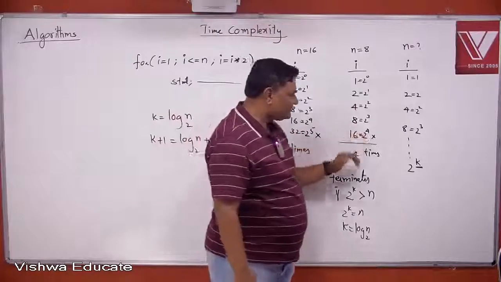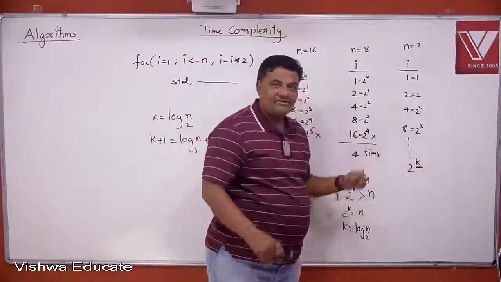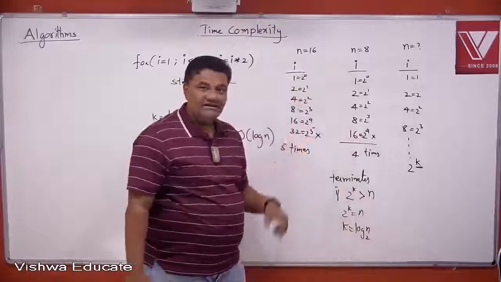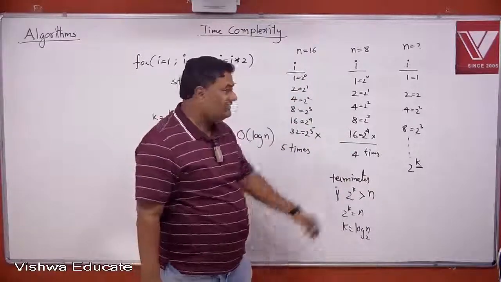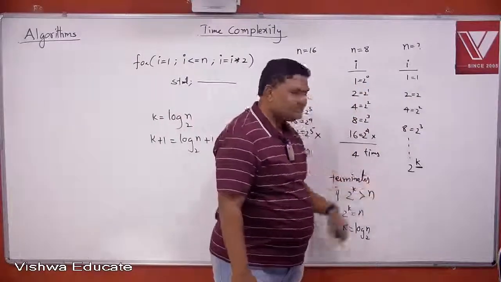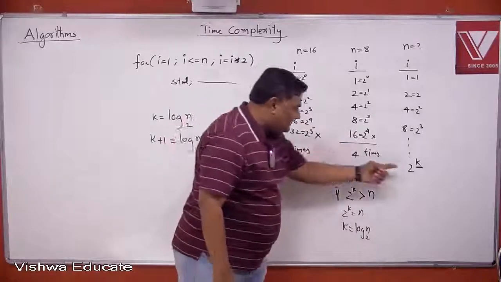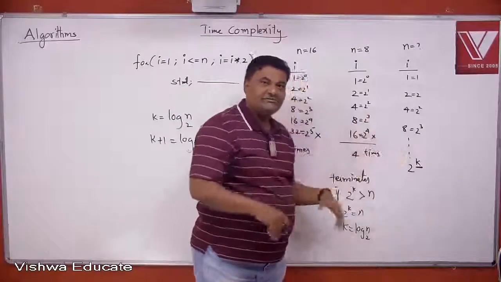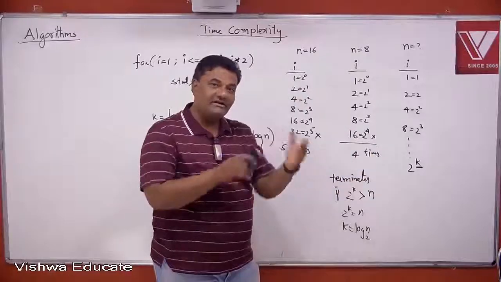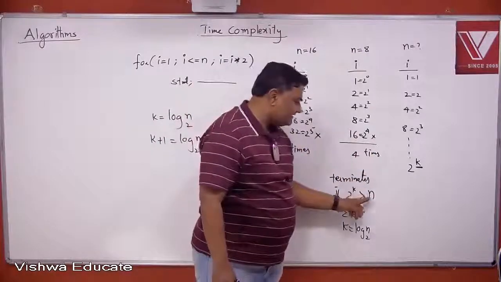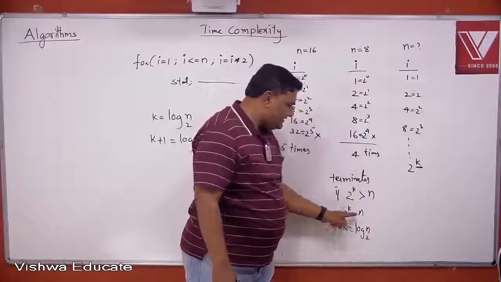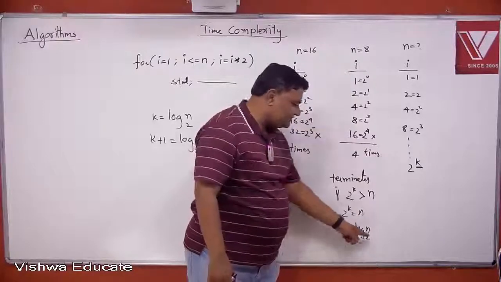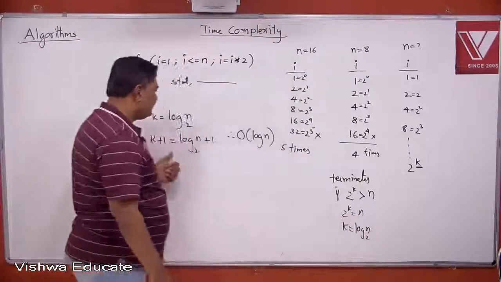Last power is k, stop. So when has it stopped? When it is k, starting from 0 onwards, right? When it became 2 power k, it has stopped because 2 power k has become greater than n. So 2 power k is greater than n, it will terminate. If I equate, then what is the k value? Log n base 2.